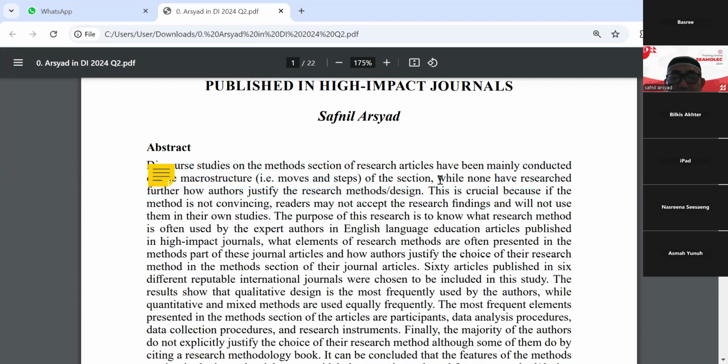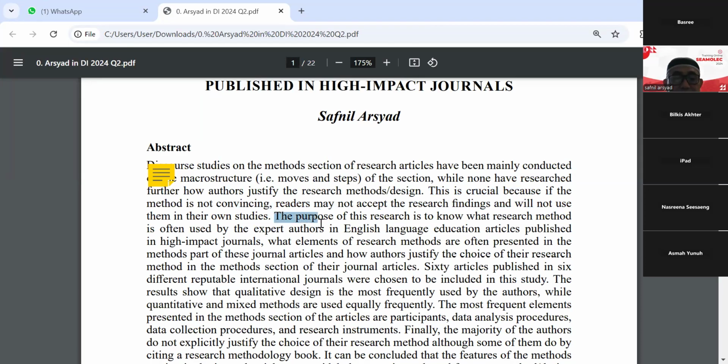Here is the statement that none have researched further how authors justify the research method. So this is also like a research gap statement, or the lack of information, the lack of knowledge, the lack of study in the previous relevant studies. Okay. And then there is another sentence here. This is crucial, the importance of the topic. So after the problem, there is an additional statement, the importance of the topic.